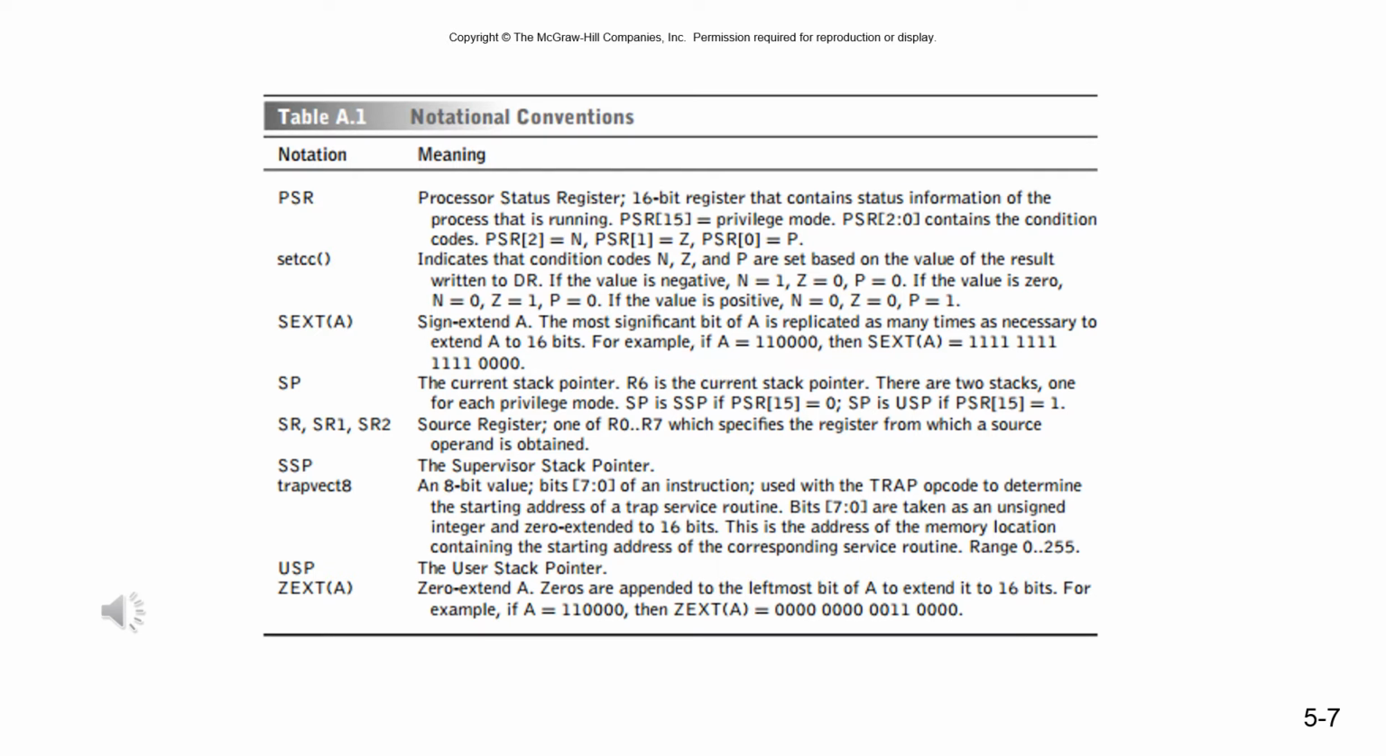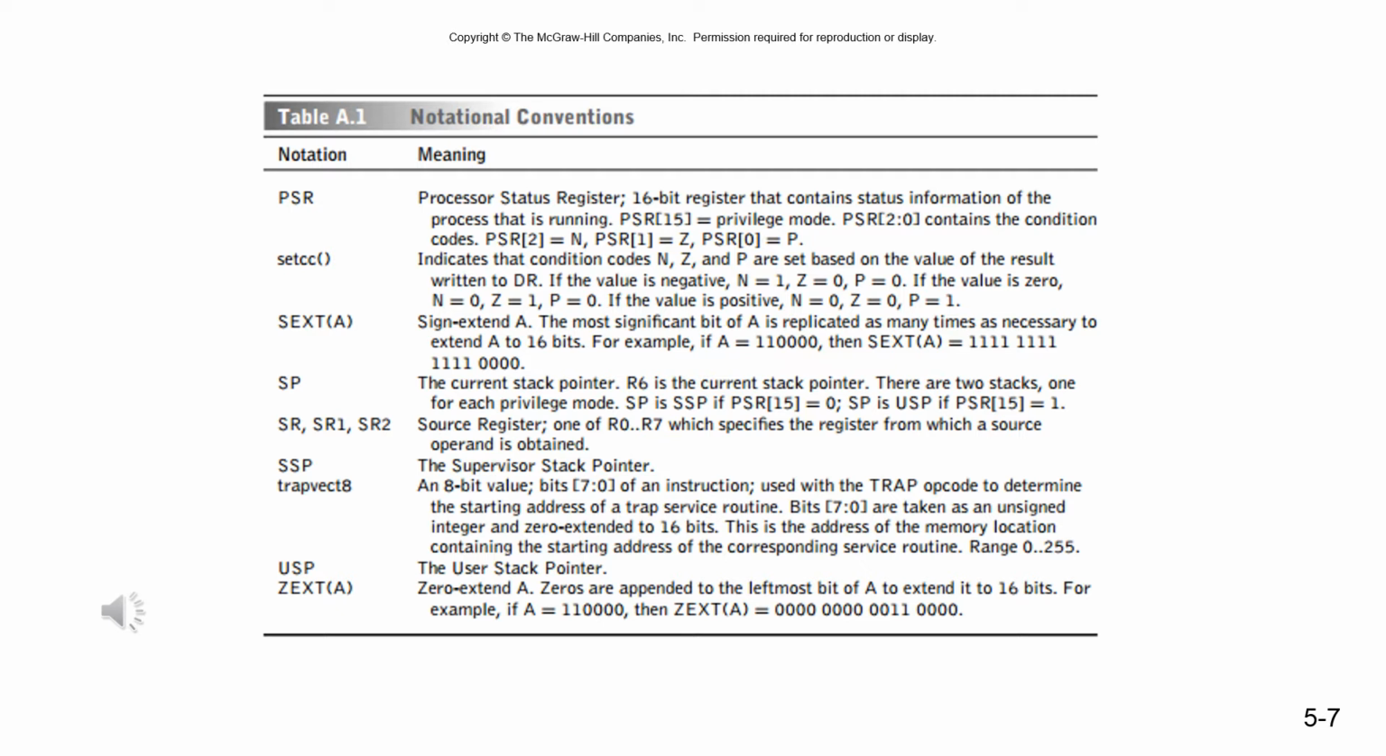Continuing through table A.1, PSR, the processor status register, is a 16-bit register that contains status information of the processor that's running, privilege mode, condition codes, etc. When we get to preserving the state in calling a function, we'll cover PSR. Set CC indicates that the condition codes are set based on the value of the result written to the destination register.